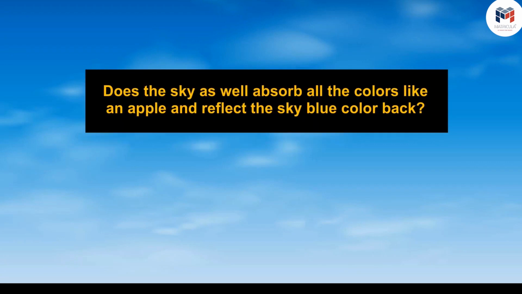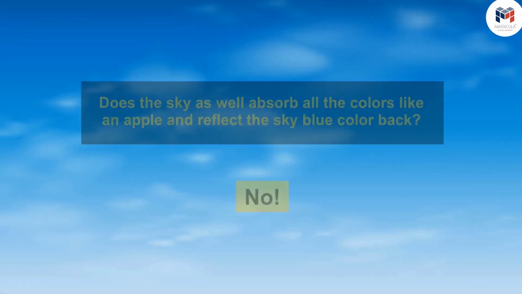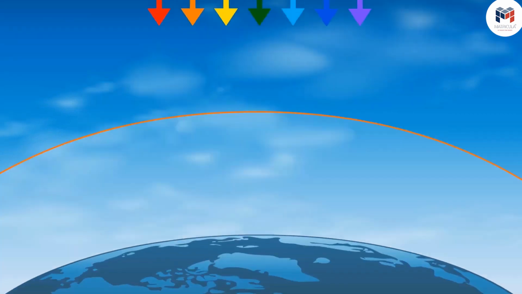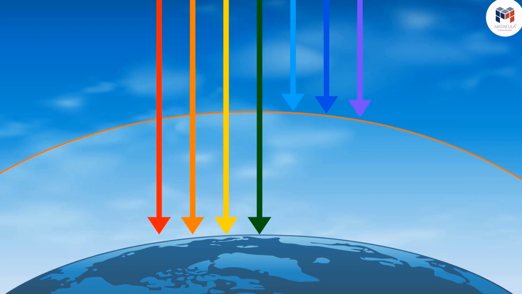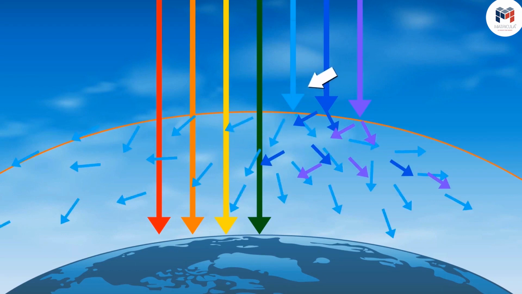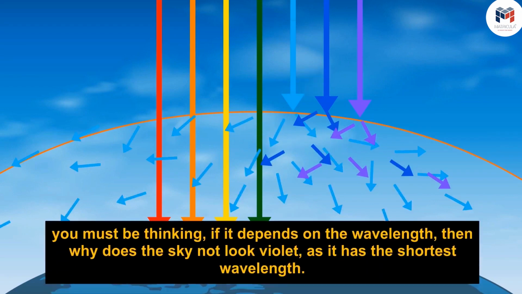Does the sky as well absorb all the colors like an apple and reflect the sky blue color back? The answer is no. When these 7 colors enter our atmosphere, they pass through the molecules of air and tiny particles present in the atmosphere, which are smaller than the wavelength of the light. These particles scatter the blue light and make the sky appear blue in color. Now you must be thinking, if it depends on the wavelength, then why doesn't the sky look violet, as it has the shortest wavelength?